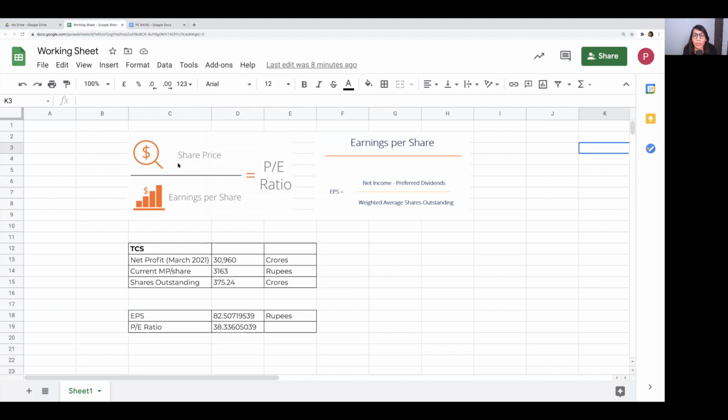But how do we calculate earnings per share? EPS is calculated by this formula, which is visible on your screen. So we will have to reduce the preferred dividends, that is the dividend that we give to preference shareholders, from the net income. And then we have to divide it by weighted average shares outstanding, that is the total number of shares outstanding as of date. Okay, so we will need all this data. We will need net income, we will need the shares outstanding, we will also need the current market price per share, and we will have to calculate first EPS, and then with the help of EPS and current market price per share, we will calculate PE ratio.